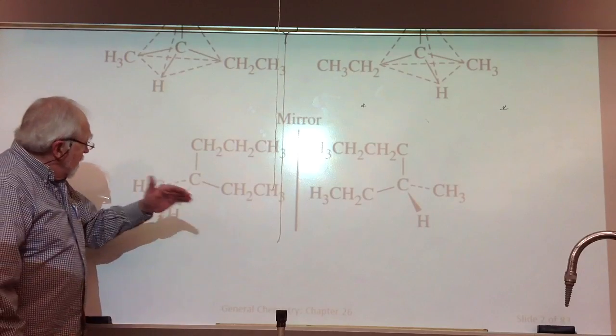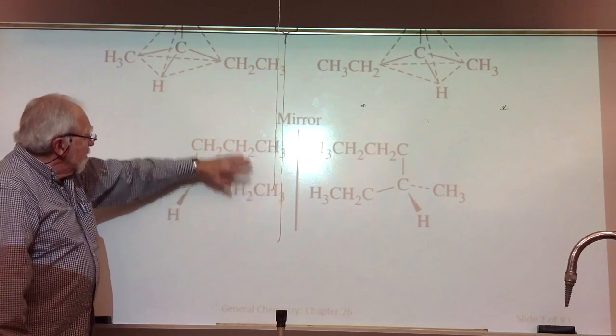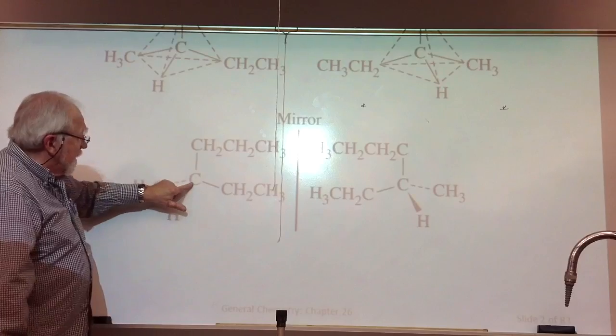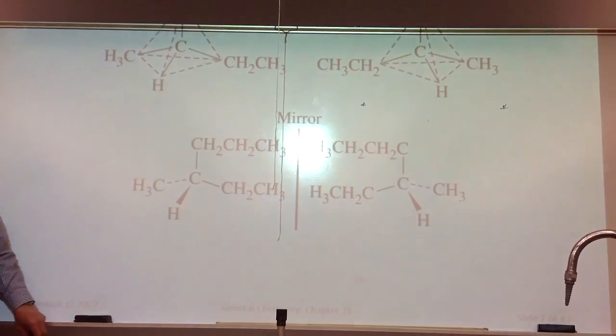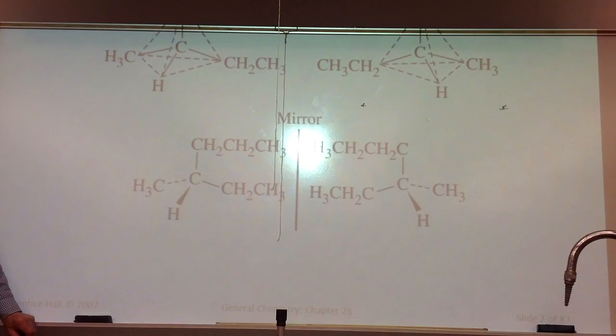Methyl, hydrogen, ethyl, propyl. 4 different groups attached to this carbon, and he just drew the mirror image of it to show that it was an optical isomer. How would you name that molecule? Forgetting about the D's and the L's, we're not going to do that.